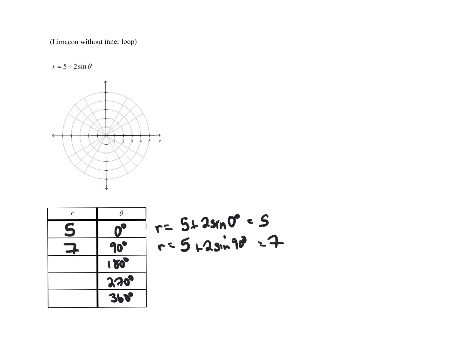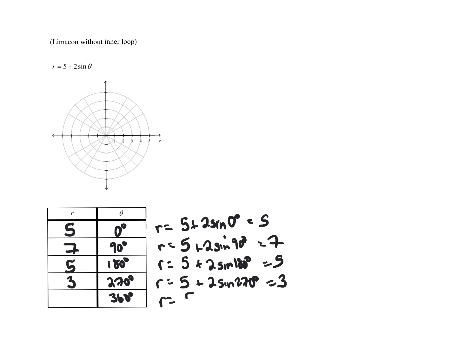Again, all these values you can just find in a calculator, making sure you're in degrees. For 180, 5 plus 2 sine of 180, and sine of 180 is 0, so this is just 5 again. 270 is going to be 5 plus 2 times sine of 270. The sine of 270 is negative 1, so that's 5 minus 2, which is 3. And 360 will be the same as 0, so that'll be back to 5.